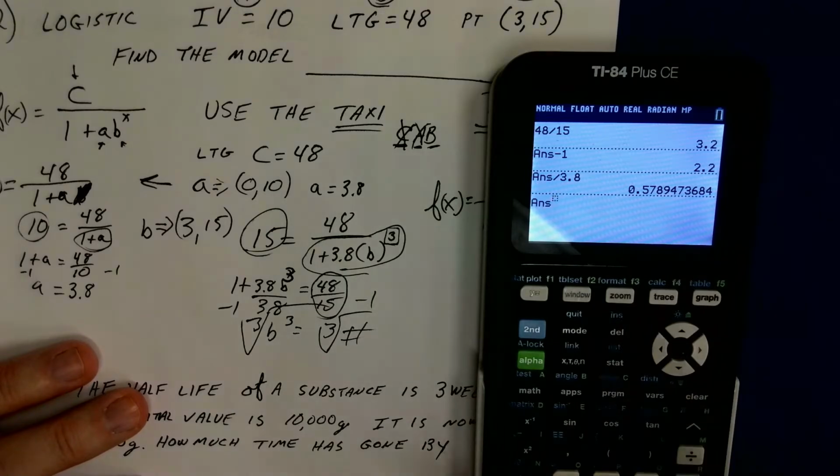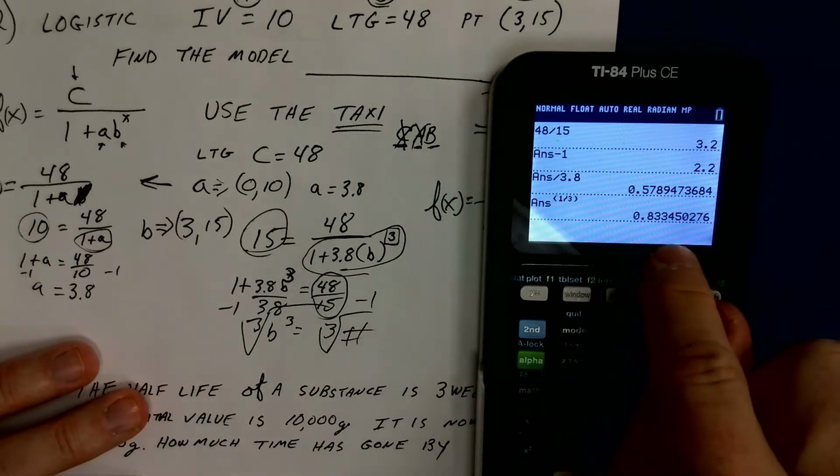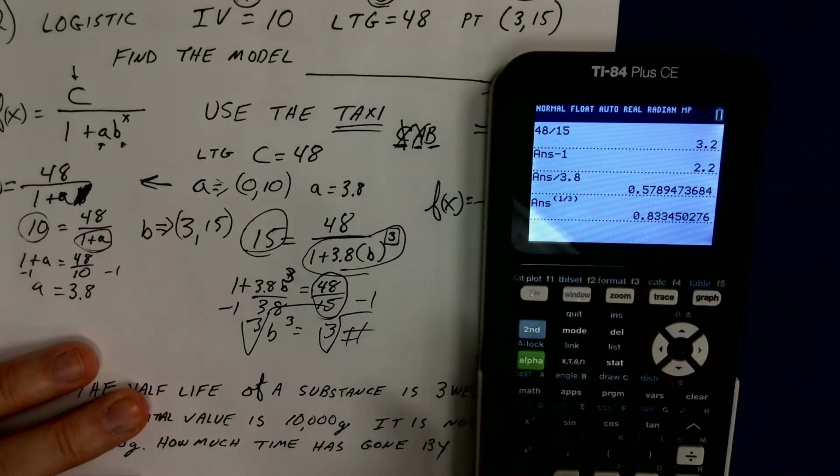And you guys know that cube rooting is the same thing as raising it to the parentheses 1/3 power, right? Hopefully we've done this enough in the class. You're like, yeah. So there's my b. Now, can I just call that 0.83? No. We really want to store that as much as we possibly can.